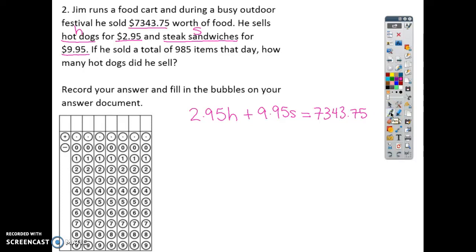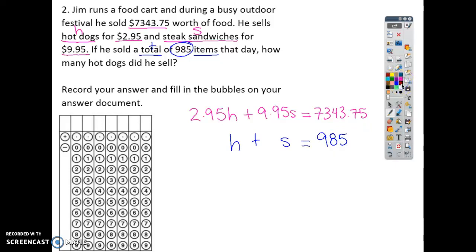To come up with the second equation, you keep reading and it says if he sold a total, that means we're going to add a total of 985 items. What type of items was he selling? Hot dogs and steak sandwiches. So hot dogs plus steak sandwiches equals a total of 985. Okay, so there's my 2 equations.